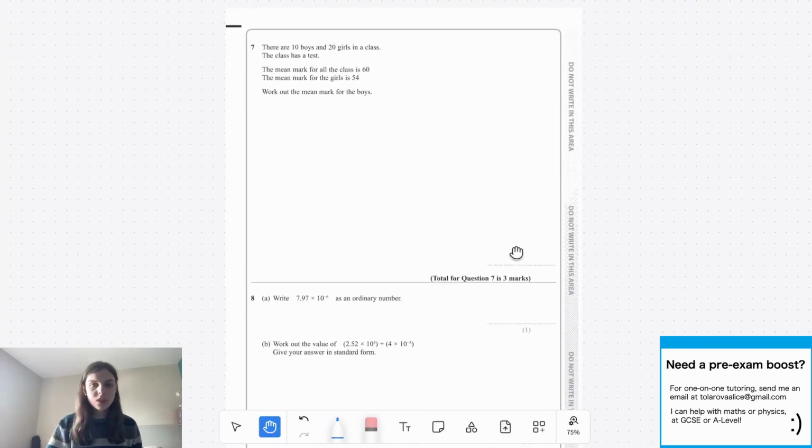Question 7. There are 10 boys and 20 girls in a class. The class takes a test. The mean mark for all the class is 60. The mean mark for all the girls is 54. Work out the mean mark for the boys.